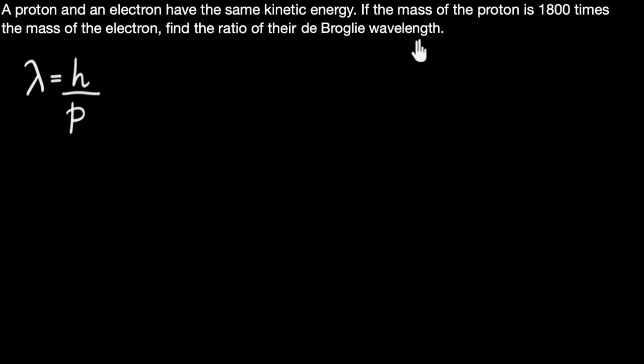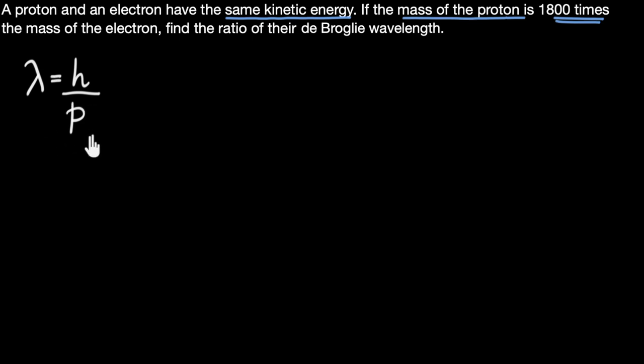All right. So now what are we given? We are asked to find the ratio of the de Broglie wavelengths, so we have to find the ratio of the wavelength of an electron to the wavelength of a proton. And what are we given? We are given that they have the same kinetic energy, and we are given the ratio of their masses. The mass of the proton is 1800 times the mass of the electron. So what I'm thinking is we need to convert this equation in terms of kinetic energy and mass. Once we do that, we can compare them, divide them, and solve it.